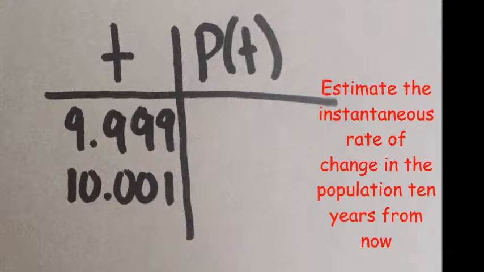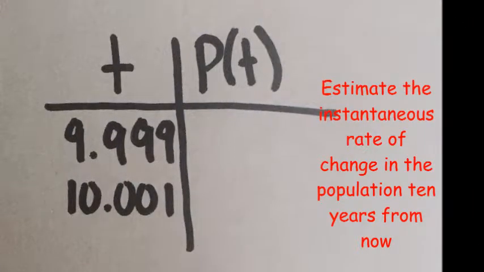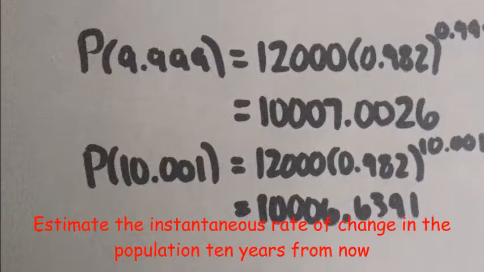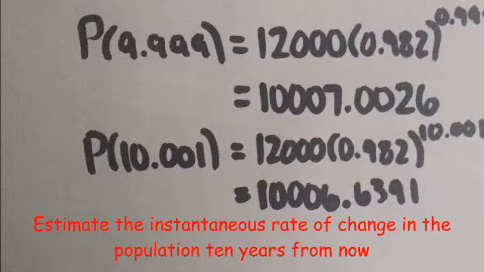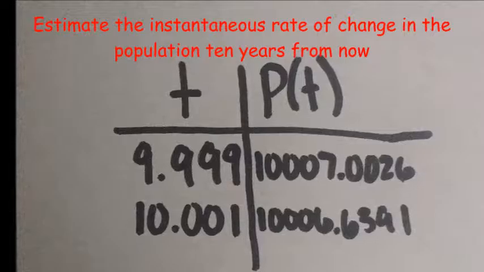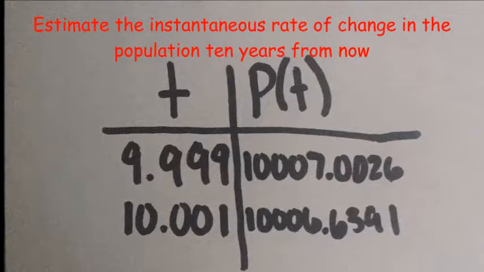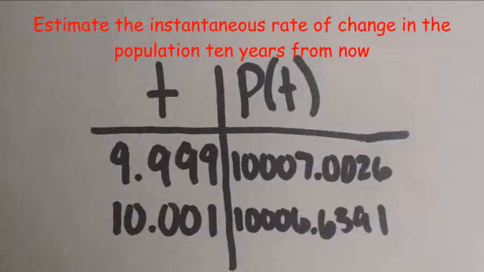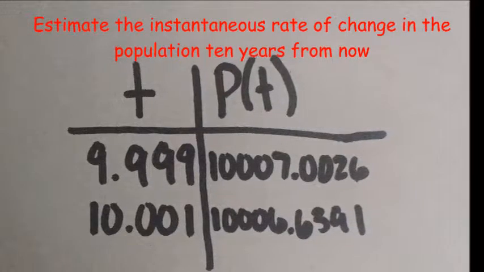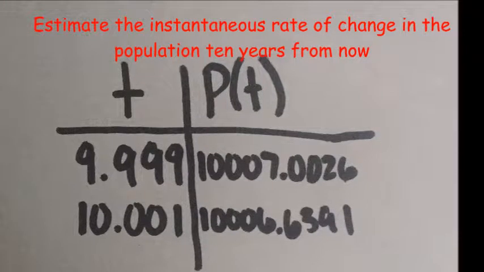I have organized this information into a chart with the variable of t and the dependent variable of P(t). To solve for P(t), substitute t for plus and minus 0.001 from 10 years and use a calculator. This method yields an answer of at 9.999 years there will be approximately 10,007 people, and at 10.001 years there will be about 10,006.6 people in the town.